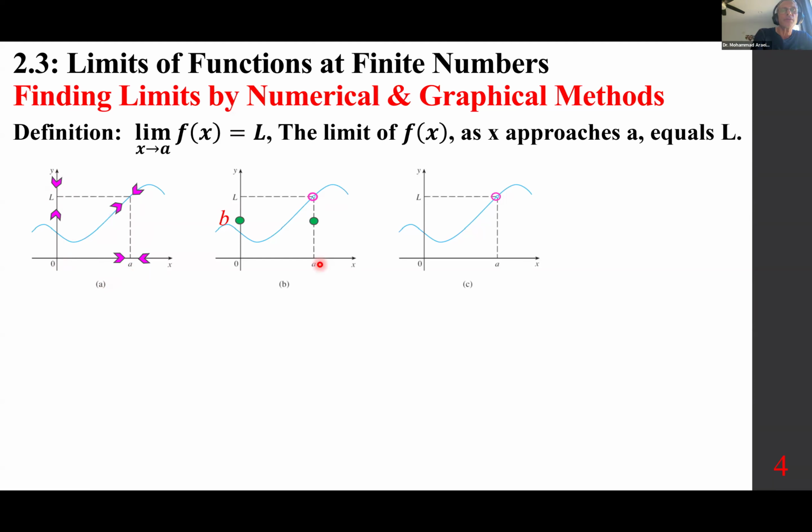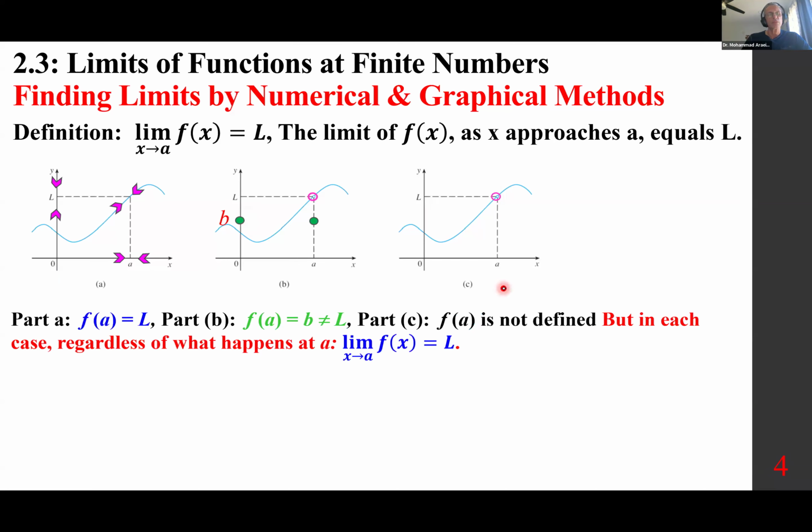In part B, f of a, the solid point, has the y coordinate b, which is not equal to L, which makes it discontinuous at x equals a. And in this one, f of a is not even given because there is no solid point. It's undefined. So those are the three cases.